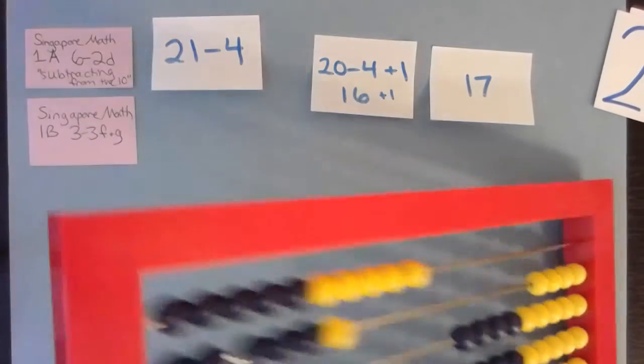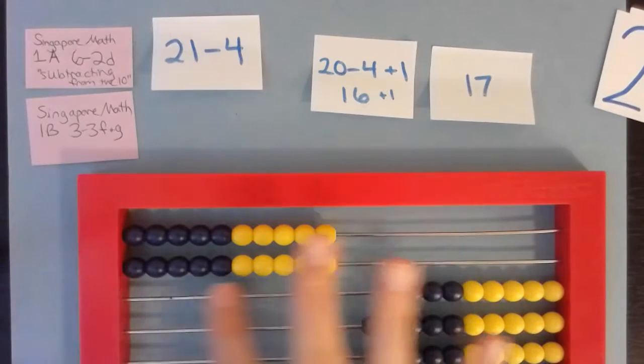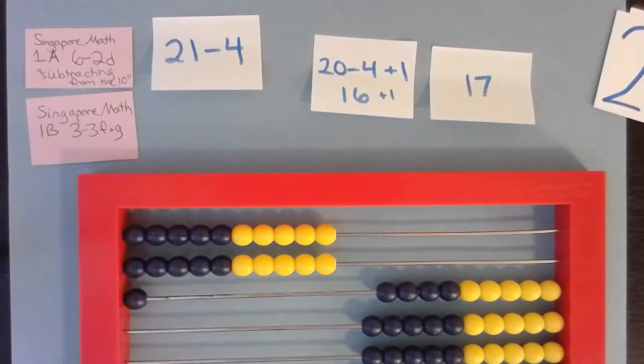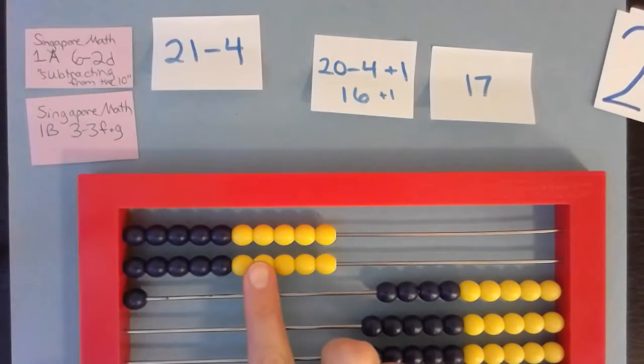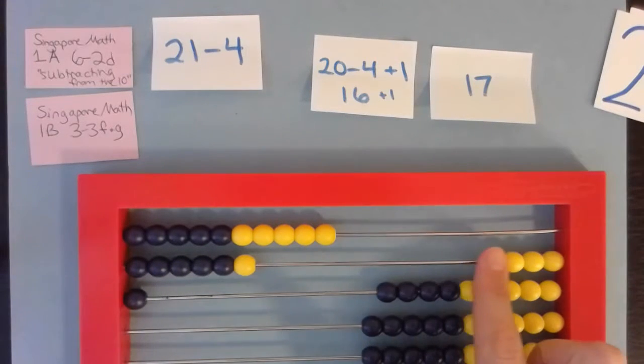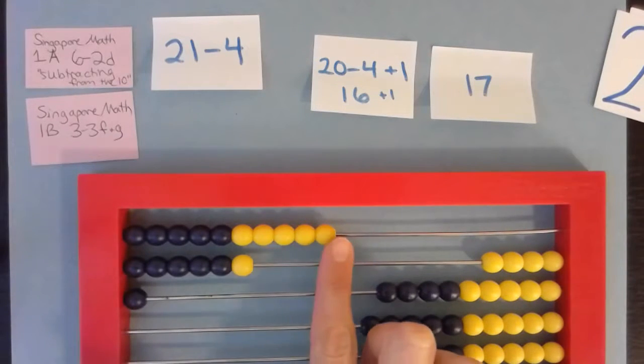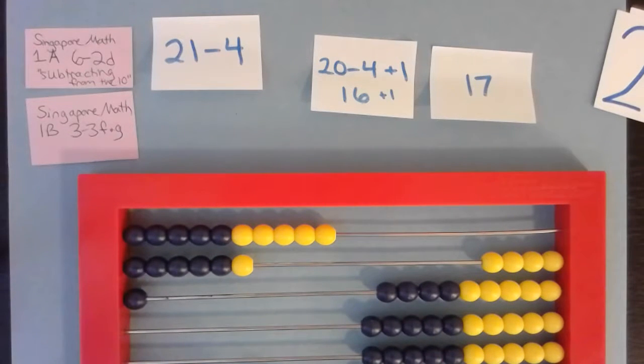So I'm going to show it again on the abacus. Clear it. My question is 21, take away 4. So I'm going to take the 4 away from one of my full wires of 10, and I can see that my final answer is 10 and 6 and 1, which is 10 and 7, or 17.